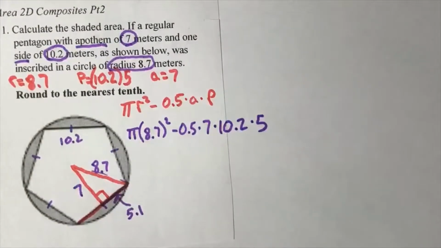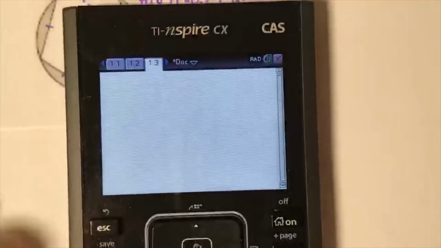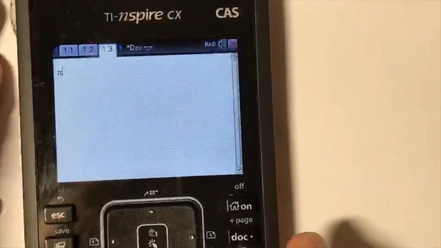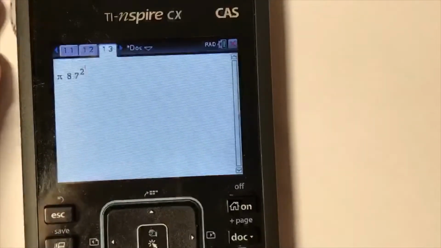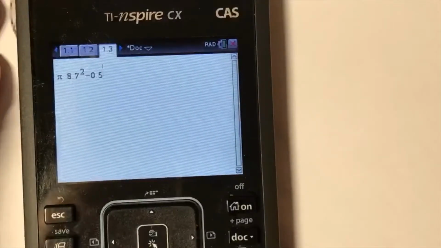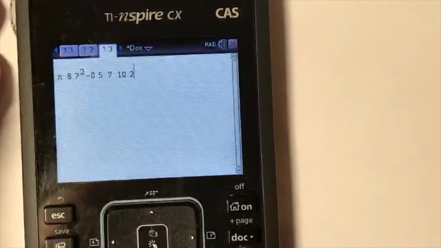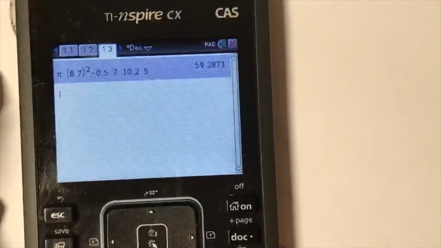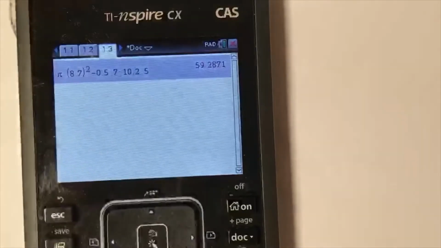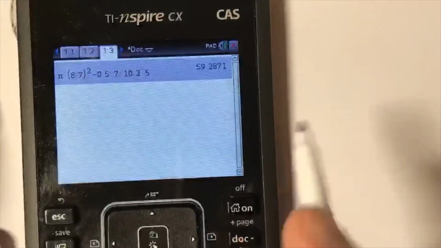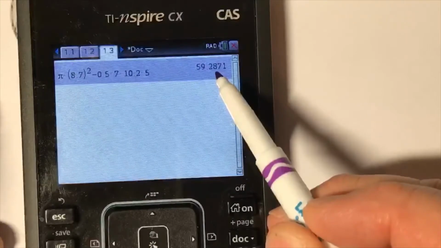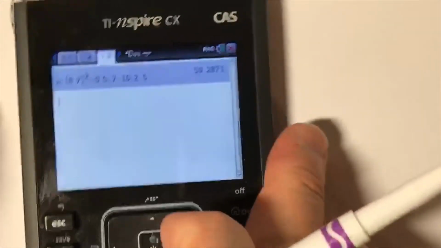So then when we go into our calculator, it's a straight calculation. You know where the pi is located. Get that, press enter. Pi times 8.7 squared minus 0.5 times 7 times 10.2 times 5. Okay, now you can see the answer to this problem. Rounding to the nearest tenth is the other thing we need to remember to do. That would be 59.3 because the next decimal to the right of the 2 is 8, which is greater than 5. We round the 2 up to 59.3.